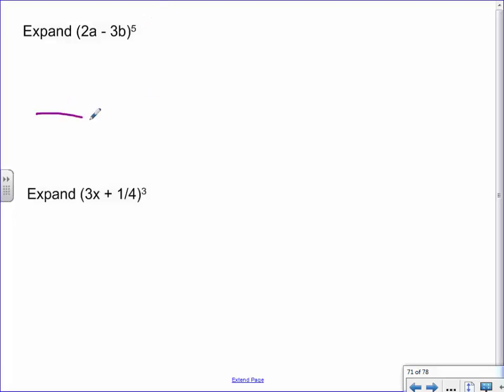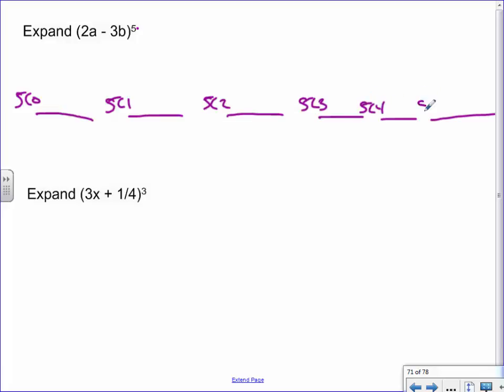I can tell you that there's going to be 6 terms when we're done. And I know there's going to be 6 because this is a 5 right here. The first term is going to be 5 choose 0, which is why it's 6, not 5, because you always got to start with 0. The next term will have 5 choose 1, then 5 choose 2, then 5 choose 3, 5 choose 4, and 5 choose 5. So that's my 6 terms. That's the first part. Each one of my terms has 5 choose something in it.